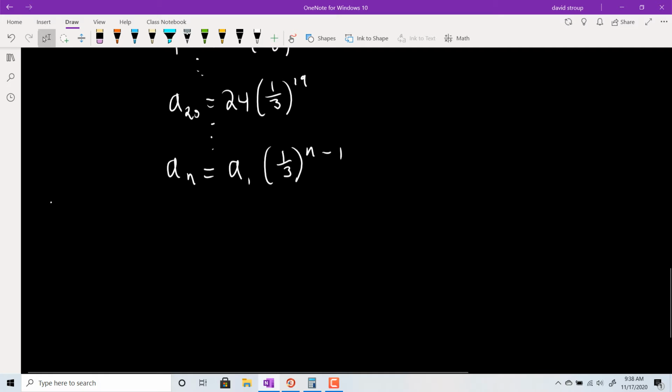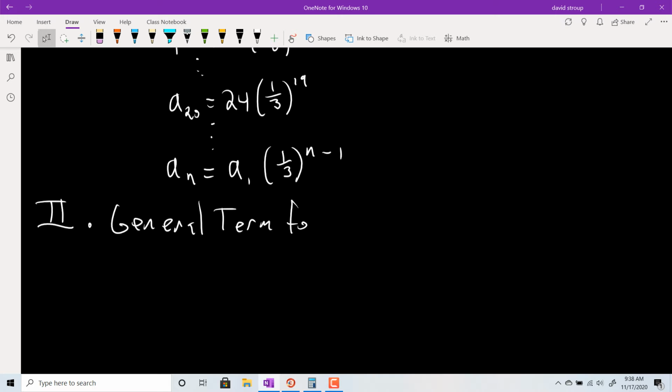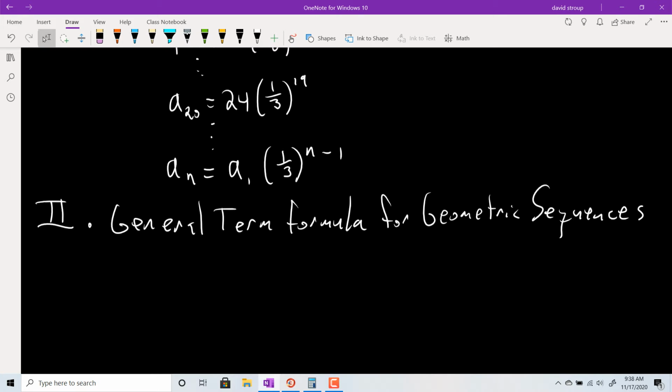So that leads to our general formula. Okay, so our general term formula for these geometric sequences is going to be a sub n equals, oh sorry, a sub 1 times r to the n minus 1. Okay.